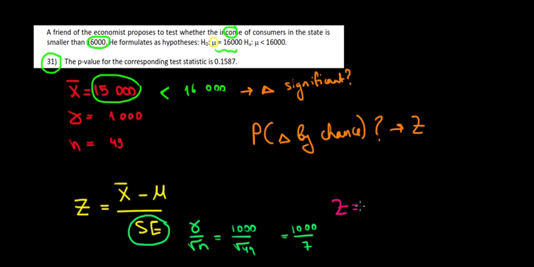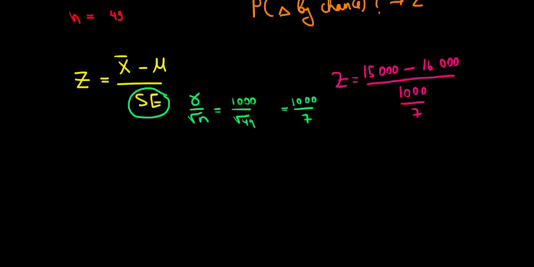The z-value is equal to the difference between the sample average, which is 15,000, minus the population mean, which is 16,000, that's what we think is the average income in the population, divided by the standard error, which is 1,000 divided by 7. So let's work out the math over here. So we get the z statistic, which is equal to 15,000 minus 16,000. That's minus 1,000 divided by 1,000 over 7.